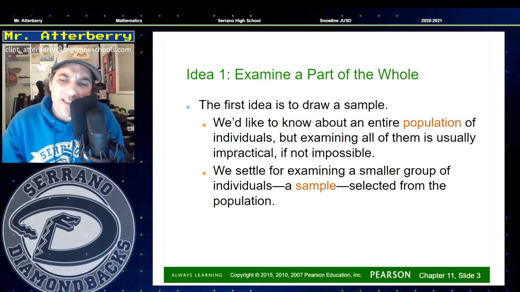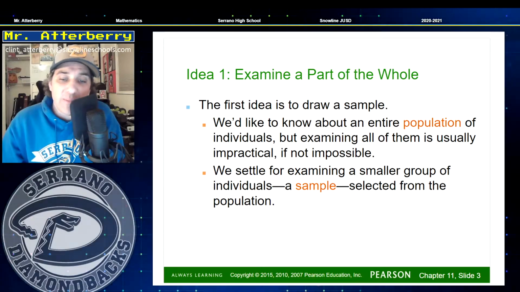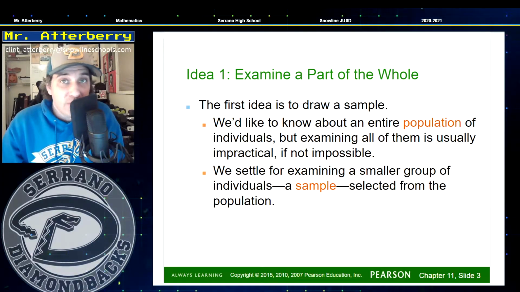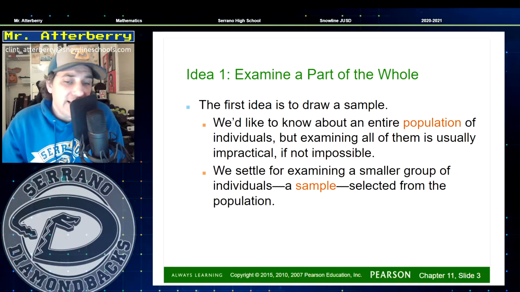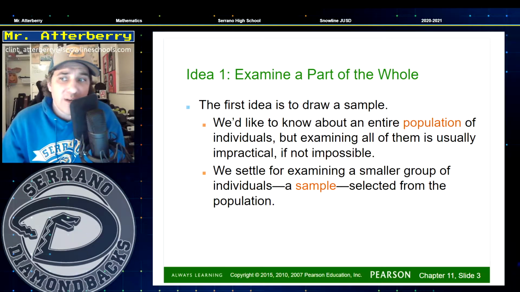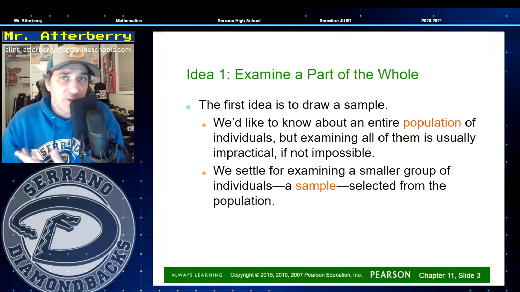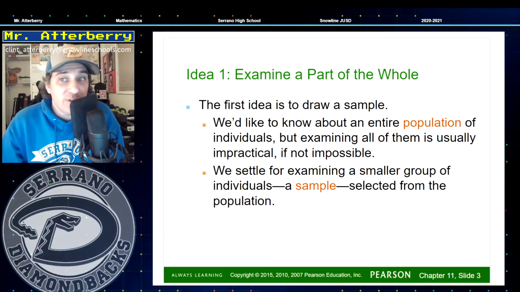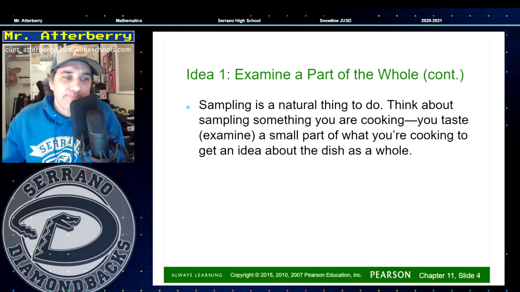Okay, so that brings us to our next big keyword, sample. So we settle for examining a smaller group of individuals, a sample selected from the population. So for example, if you wanted to talk about Major League Baseball players, that's the population, the sample would be maybe like you'd pick 40 or 50 of them to study across all of Major League Baseball players. So the sample would just be the small group, and the population would be everybody, okay?